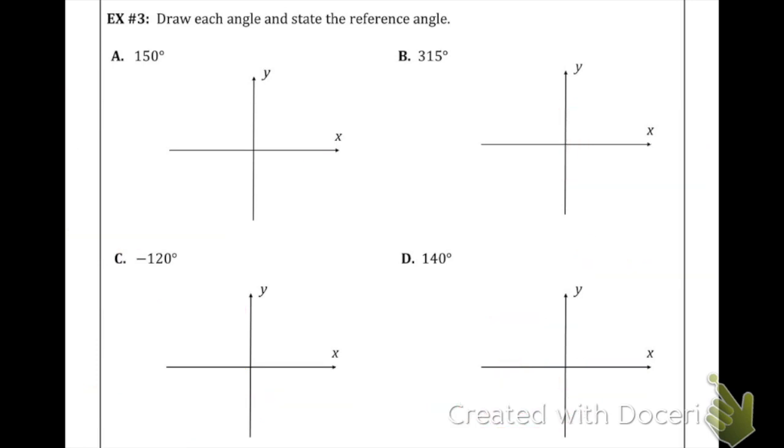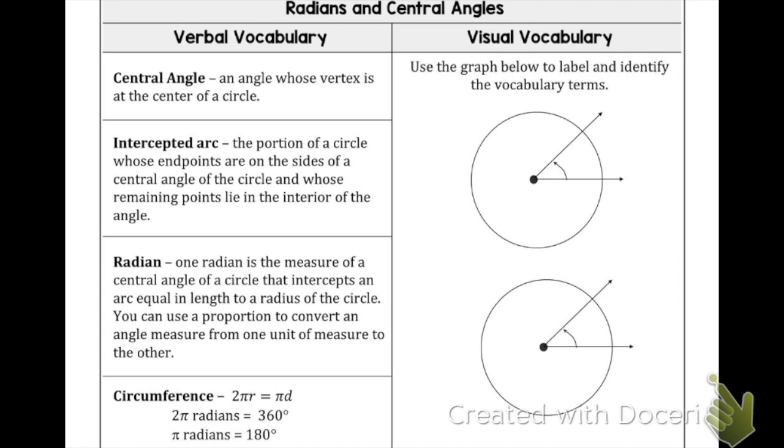Okay. All right. Moving on. Before you take example 4, we're going to talk about different ways that we can measure angles. So far, we've been talking about measuring angles in degrees. Now we're going to talk about a second way that you can measure angles, which is what's called radians.